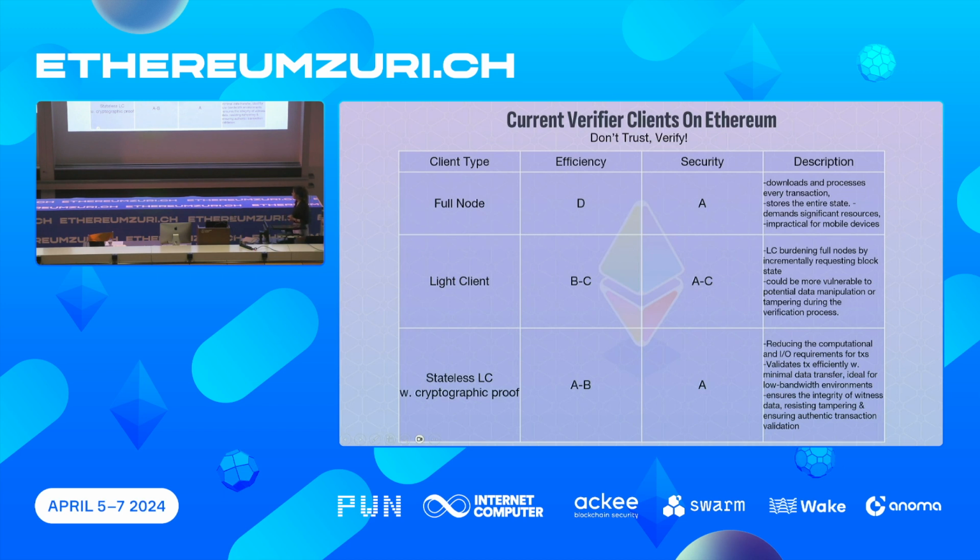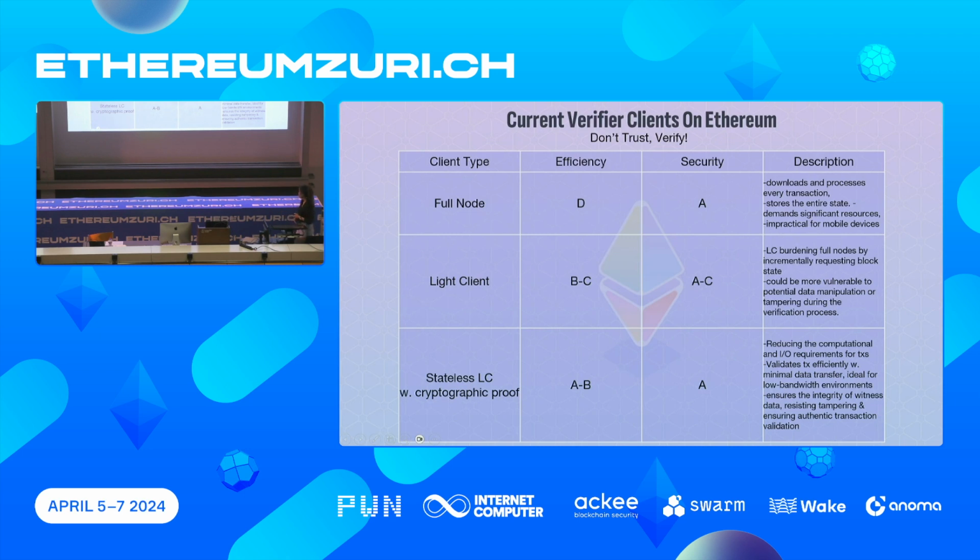There are other types of clients that are better in terms of efficiency, but maybe less secure than full nodes. Light clients, which we are familiar with, burden the full nodes by incrementally requesting block state. For example, each client just calls the full nodes piece by piece to gather the data they want to verify. And imagine that altogether, calling a full node makes a lot of burden. Also, they could be more vulnerable to potential data manipulation or tampering during the verification process. And that's the motivation for wanting new stateless-like clients that have cryptographic proofs with them.